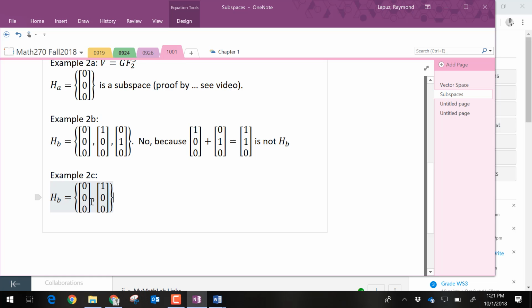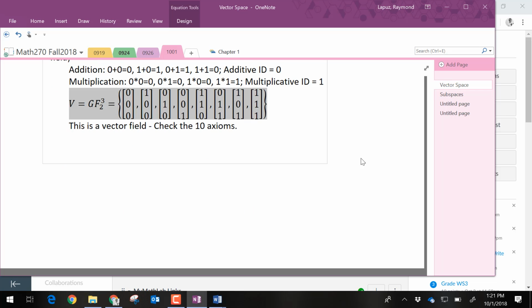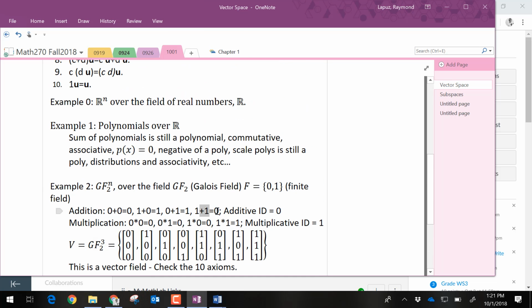Wait, but I have to be able to add any combination of 2 of them. What if I add this plus itself? What's 100 plus 100? There's no 2's here. 000. So yes, I'm back in there. Base 2 number system is the bottom line for it. Because we define our addition for this field, if we were to add 1 plus 1, we get 0, right? Because I only have 2 elements.